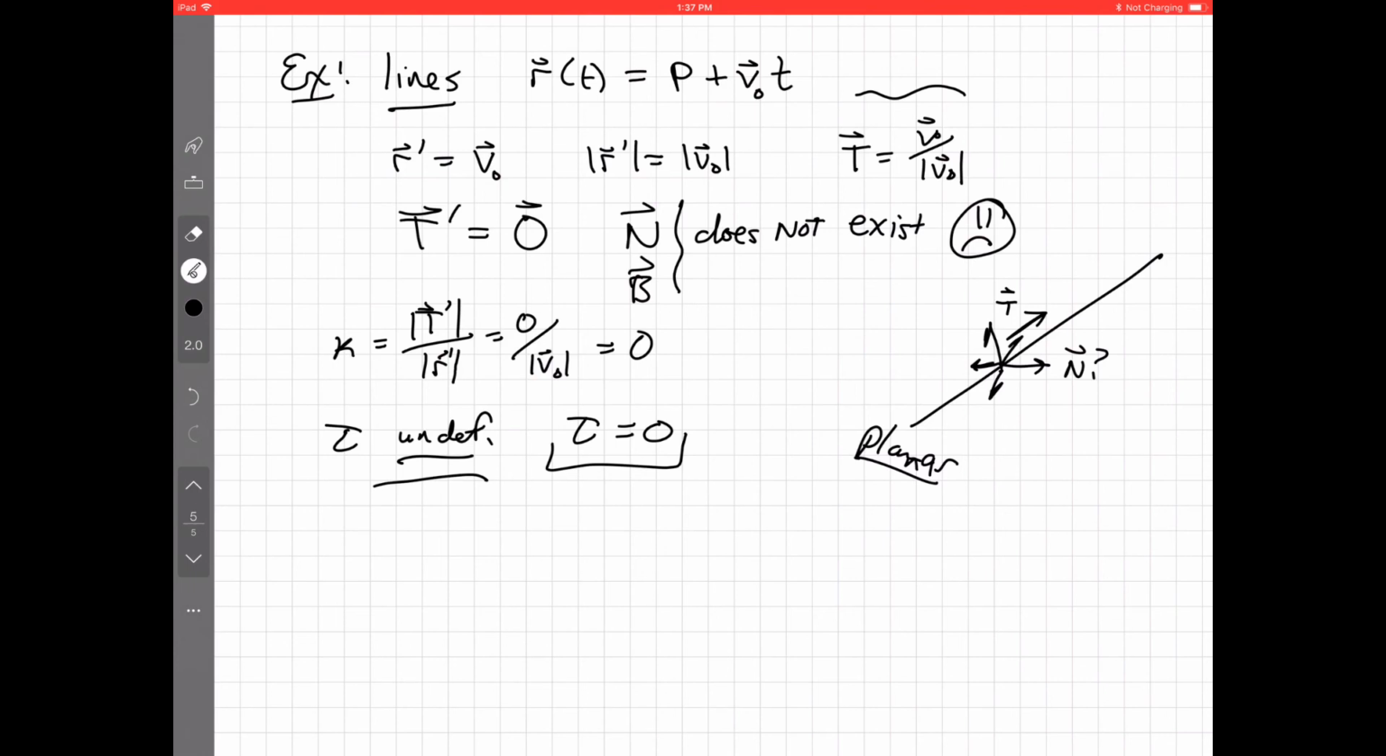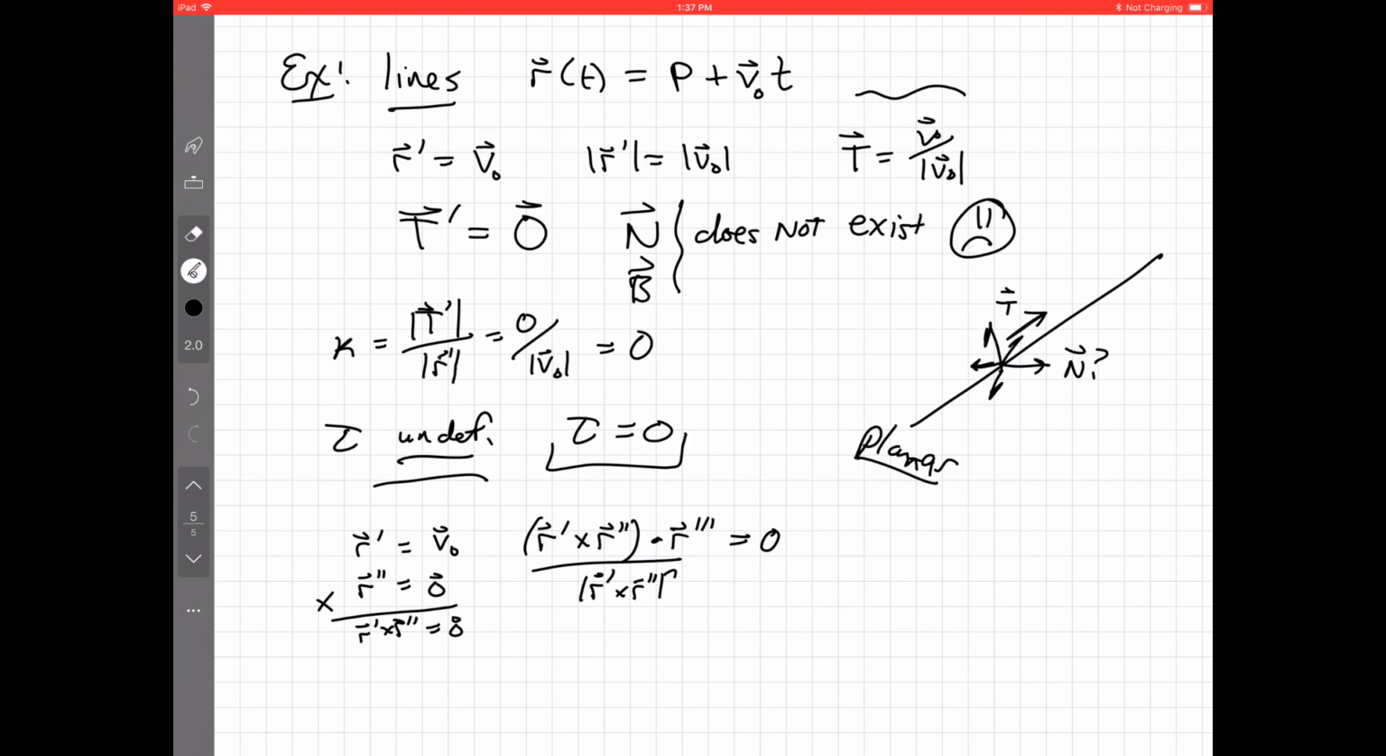Other viewpoints, it's 0. If you want to use our formula, we have r prime is v naught, r double prime is 0. So the cross product of those is 0, and r triple prime is also 0. Anyway, if you use our formula, this is 0 over 0, which doesn't exactly work out. But anyway, from a broader perspective, torsion really ought to be 0 for a line. So you want to be careful, right?